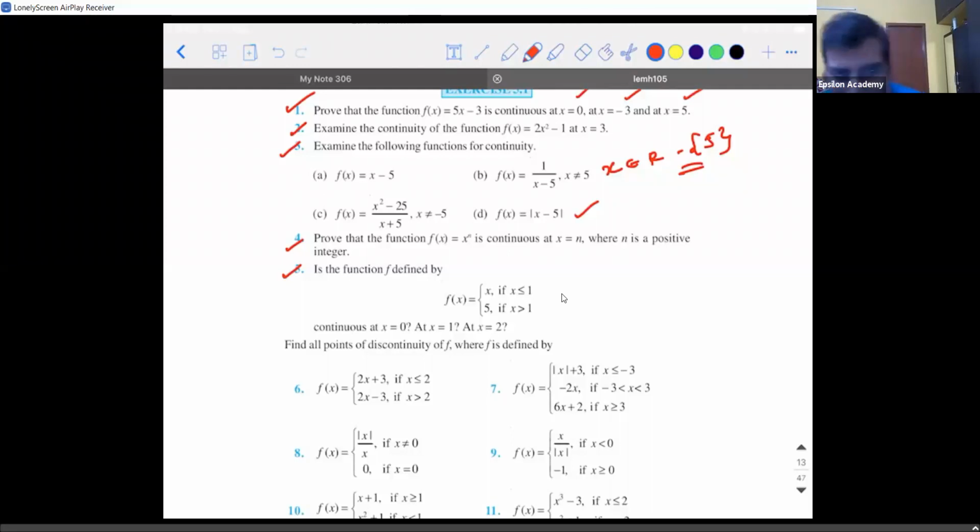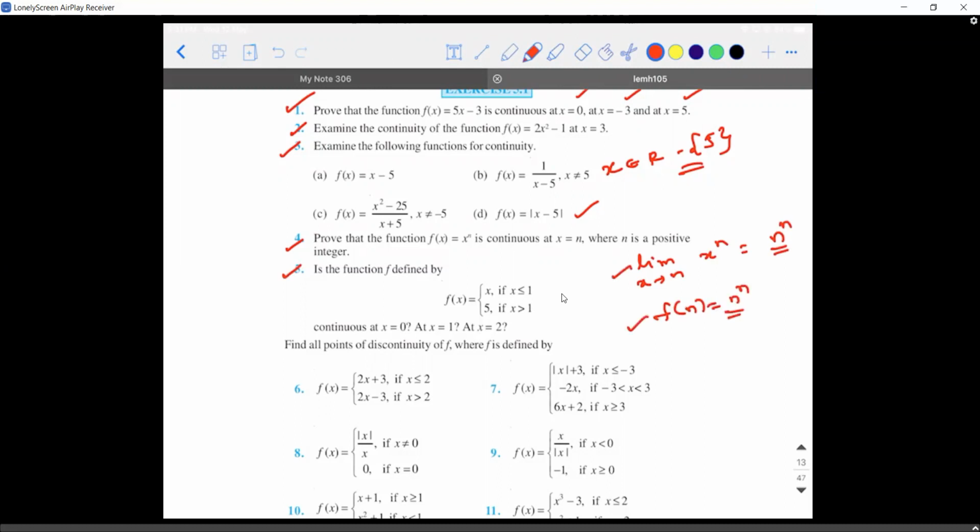Okay, that is actually one step only. What you need to do is use the definition number 1. Limit x tends to n, x power n is equal to n power n. F of n is also n power n. Since limit x tends to n is equal to f of n, it is a continuous function. That's it.